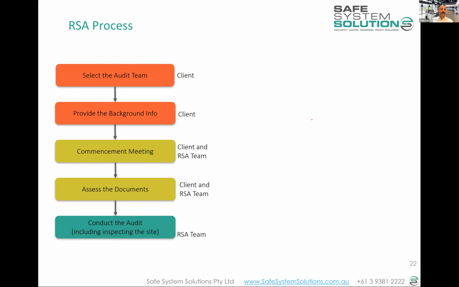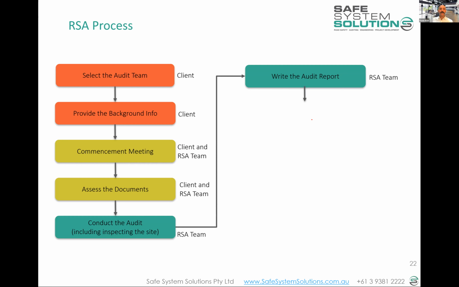Then the audit is conducted, with the site inspection and the team getting out there and looking, having looked at the documentation as well, and they'll continue looking at the design documentation if there is any. And then the report is written up by the audit team, and they issue that report over to the client.